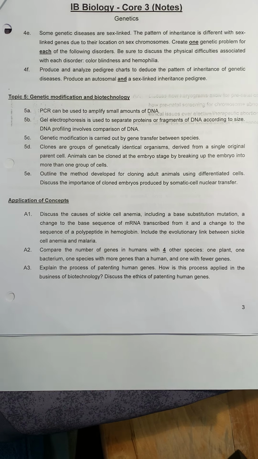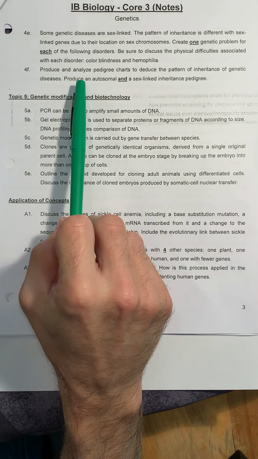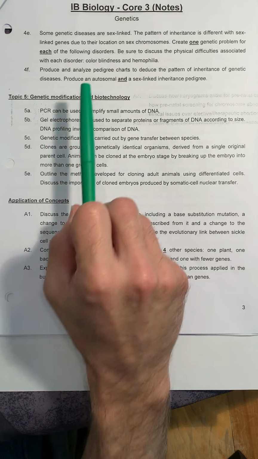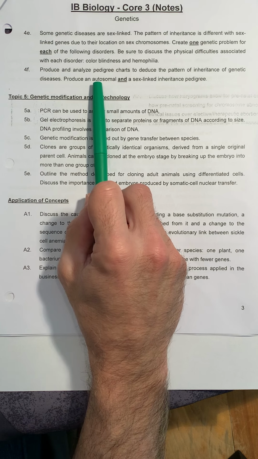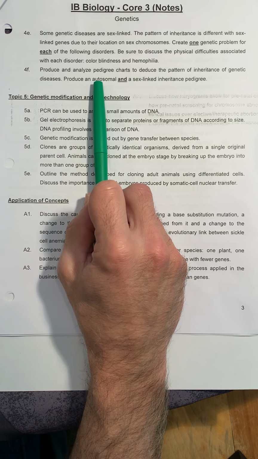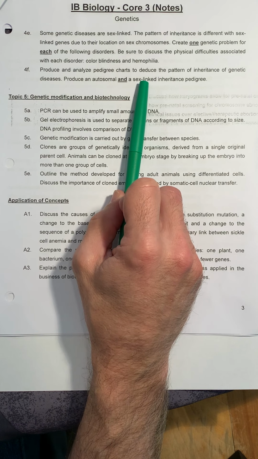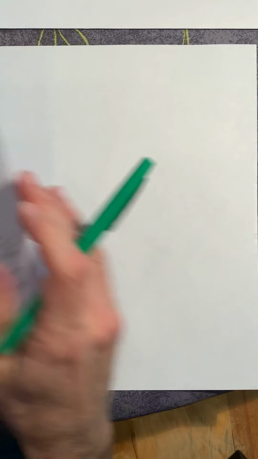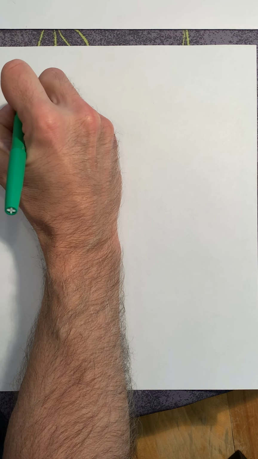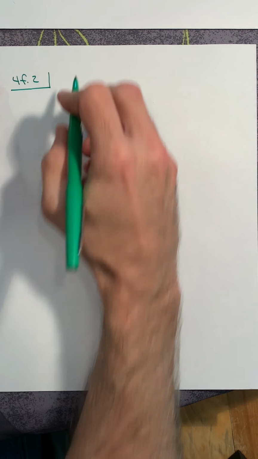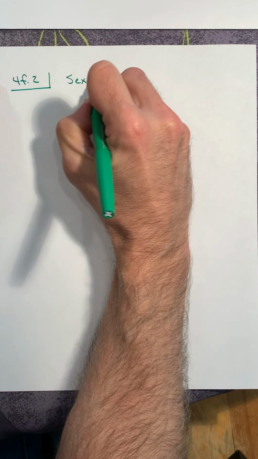Hello again. We need to go through the second half of question 4F. We've already done a pedigree based on an autosomal allele. So now we're going to produce a pedigree based on a sex-linked allele. The same approach applies, so the males are still squares and the females are still circles. The only difference here is the type of dominance.